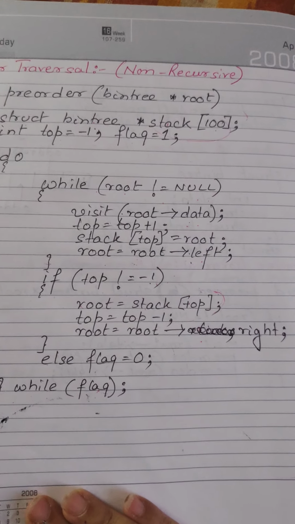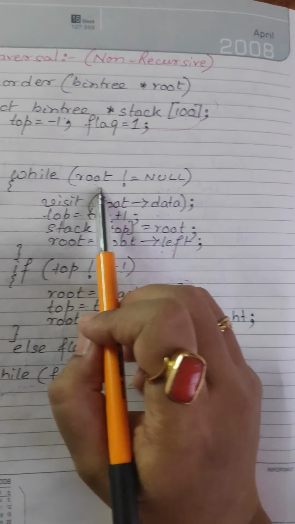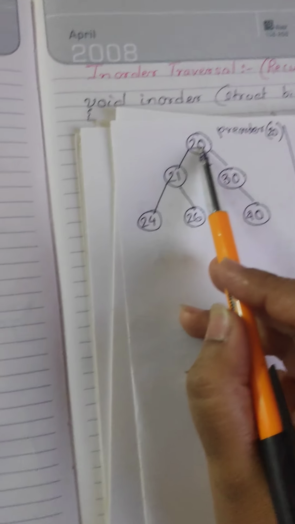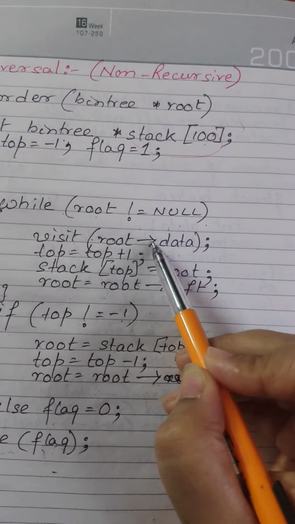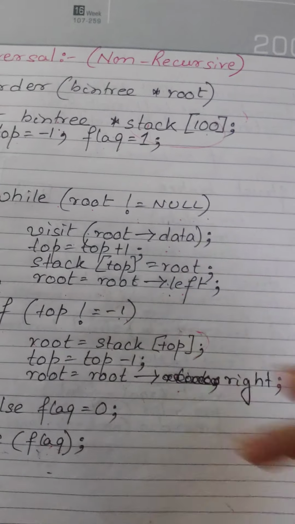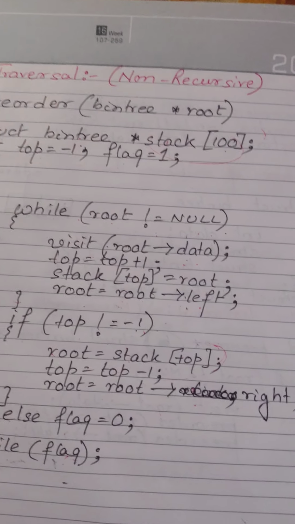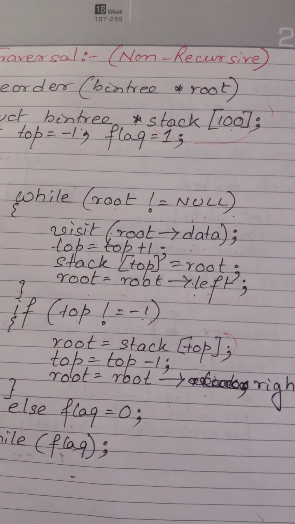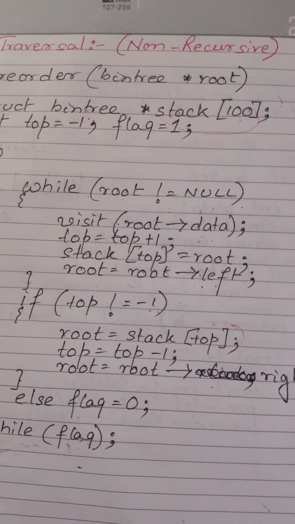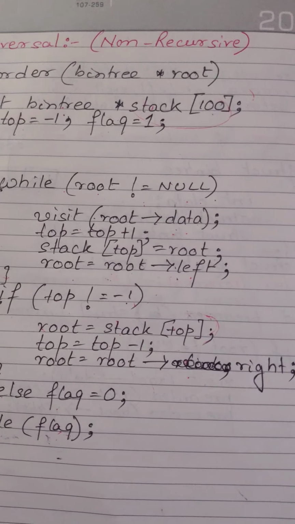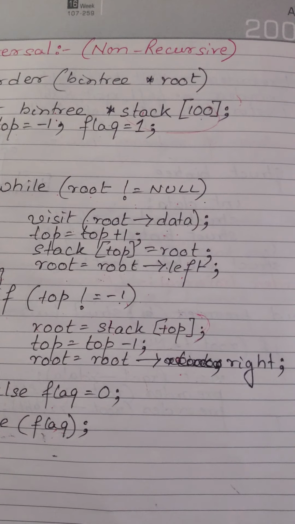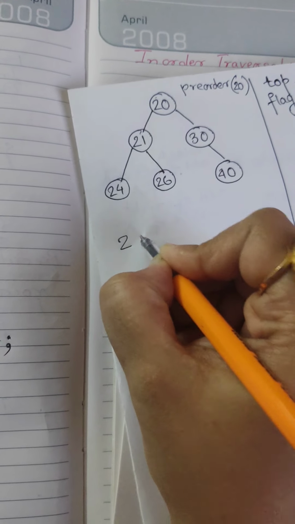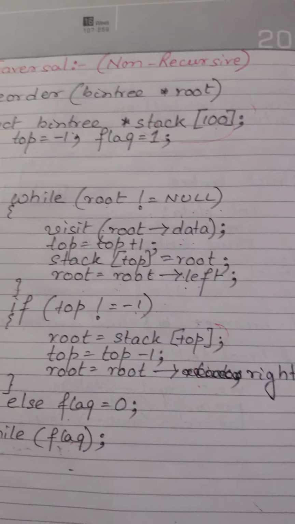Now let us start with the algorithm. While root not equals to null. So you see over here our root is 20, so it is not null. So you enter the while loop, visit root data. Now, as we have discussed, visit means either you display the value, you count the value, search the value, any work you have on the value of the node, you do it in the visit portion. So for us, visit means to display. So we will display the value of the node. So 20 is displayed, right?